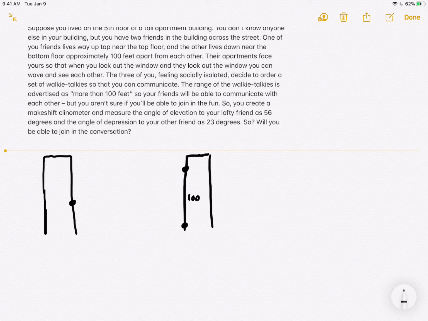Okay, what's next? It says the 3 of you, feeling socially isolated, decide to order a set of walkie-talkies so that you can communicate. The range of the walkie-talkies is advertised as more than 100 feet.